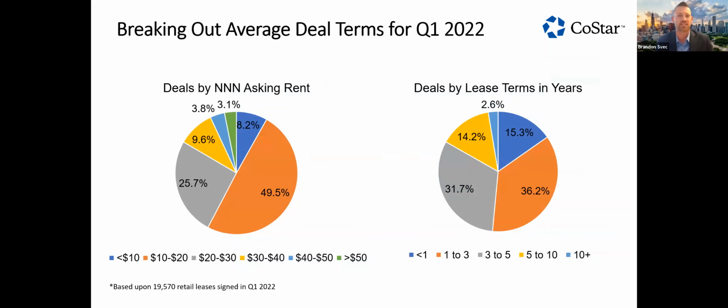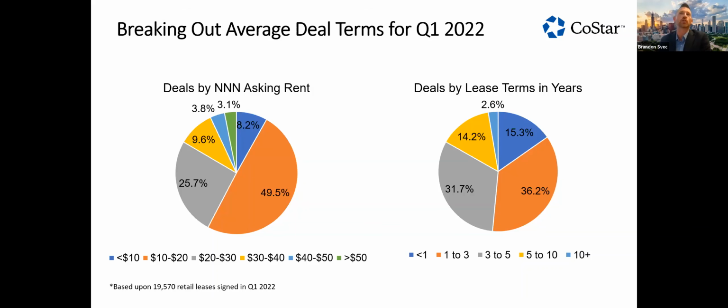19,500 retail leases recorded in just the first quarter. We can actually dissect where we are seeing these deals come in on an average asking rent basis. So for example, over three-quarters of those 19,570 leases were signed for a triple net rent somewhere between $10 to $30 a square foot. Now we could get much more granular, but I wanted to keep it rather high level for this analysis, but we could see those figures in a much more granular way should we choose to.